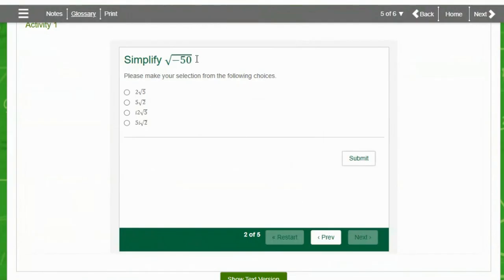This one we got a little more simplification going. 50 is 25 times 2. And 25, you could take the square root. So it'd be 5i square root of 2.